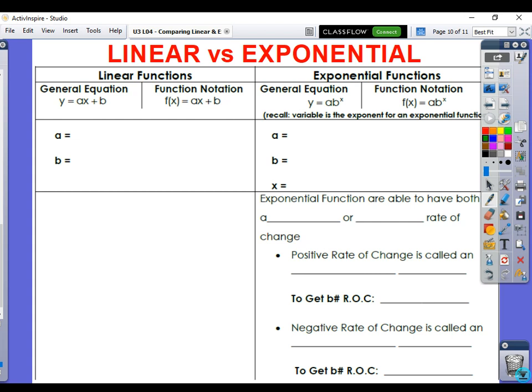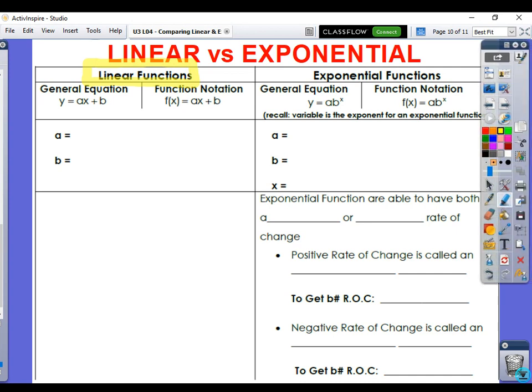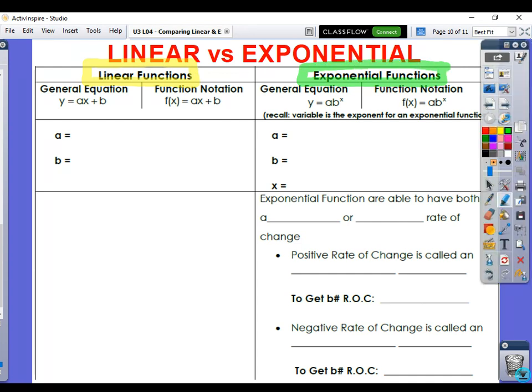So what we're going to look at here in this video is how to compare a linear function to an exponential function. One of the best ways we can do this is to do a side-by-side comparison. If we look at linear functions on the left-hand side and exponential functions on the right-hand side, we'll be able to see the differences and a few similarities between the two functions. So let's start out with their actual equations.